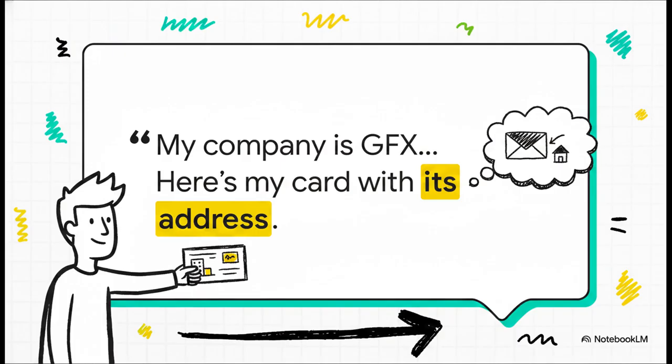But then he hands over a physical object, his business card. When he points out the address printed on that card, he doesn't say my address, he says its address, because the address belongs to the card itself. That is a perfect everyday business application of the word its.